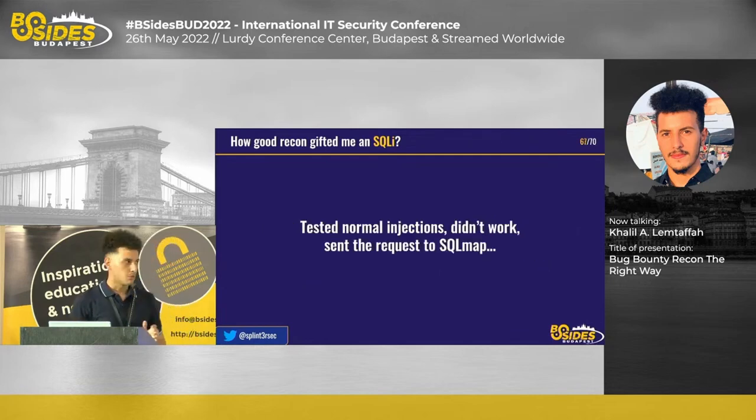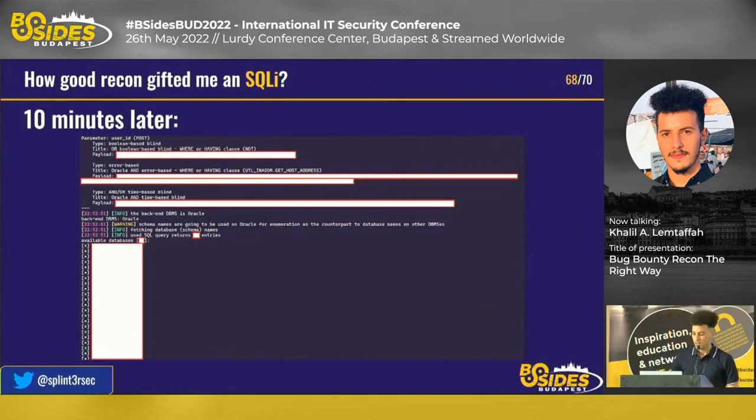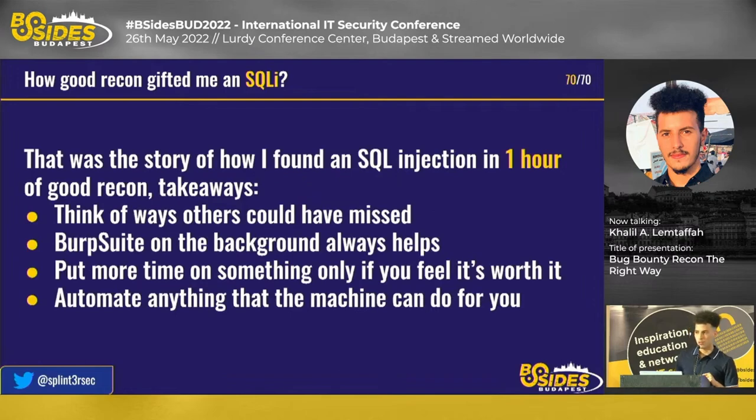I tried normally to craft some payloads, but that didn't work, so I just copied that and sent it to SQLMap for automation. And after 10 minutes, I was already in. I got the whole dump of the database. So the form was vulnerable to an error-based SQL injection, where the database stored a lot of sensitive information. And I tried to escalate it to an RCE using the OS shell tag, but I wasn't successful. So I just decided to stop here and report the injection to the program. And that was the story of how I found an SQL injection in 1 hour of good recon.